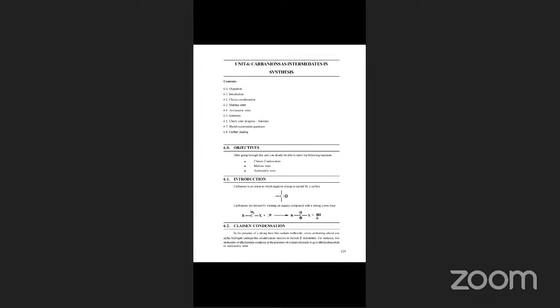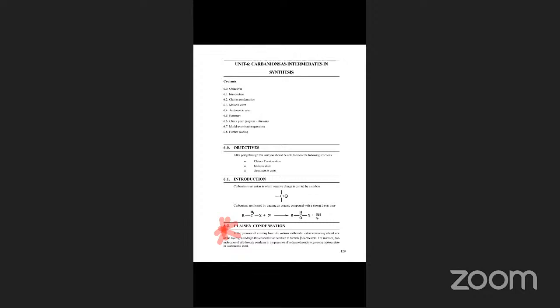It is very simple. Claisen condensation, malonic ester, and acetoacetic ester, also called ethyl acetoacetate. These are the same. Claisen condensation is very important for short answers. From this lesson we get only short answers. From aldehydes and ketones and carboxylic acids, long answers are confirmed. From unit 6 we get short answer questions.